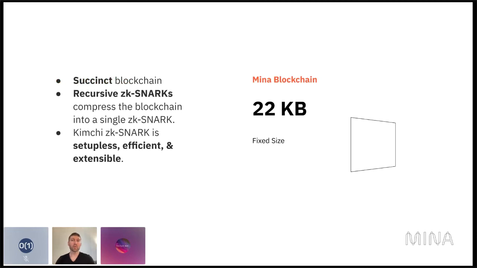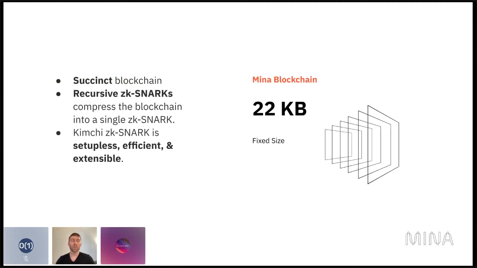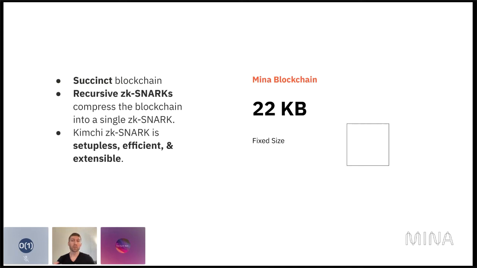We call this a succinct blockchain, and this is accomplished using recursive zero-knowledge proofs, in this case, ZK snarks. The cryptography team at OWYN Labs created a ZK snark that we call Kimchi, which is setupless, efficient, and extensible, and it's based on PLONK.